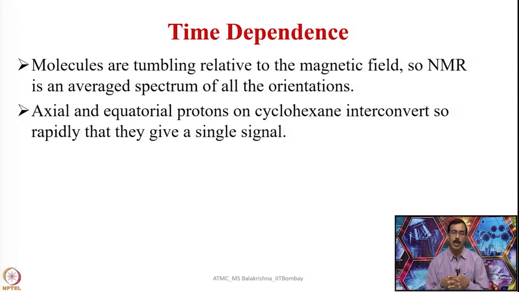Rapid tumbling is there. What would happen if we go for low temperature? Yes, if you go for low temperature NMR, in that case you can arrest this dynamic process so that you can clearly distinguish between axial and equatorial protons, and you will see separate signals.